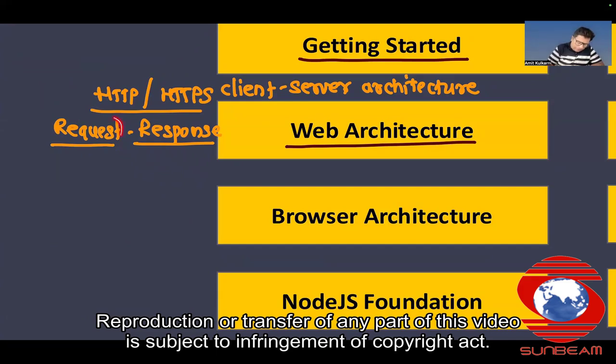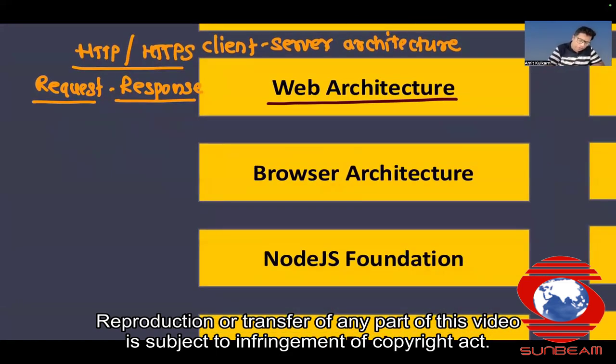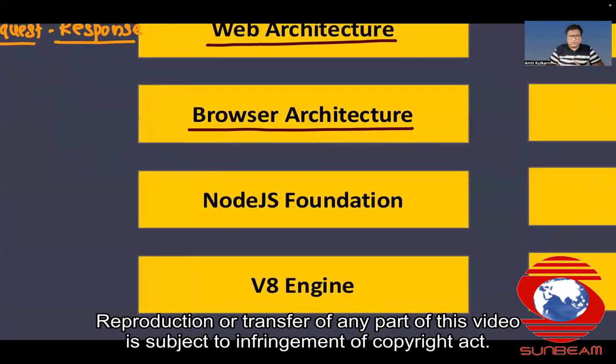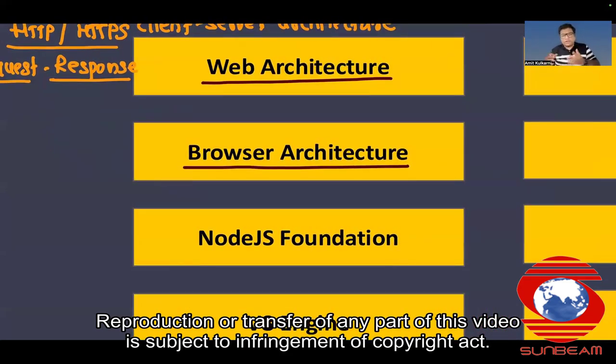Out of that, the request will be used a lot on the client side. The response will be created, or maybe you can say synthesized, on the server side. How? We'll see that slowly. Once we understand that, we'll go to the next point, something called the browser architecture. This browser architecture is going to be very helpful for us to understand how Node.js started. I mean, what do you mean by Node.js? You can find this answer from the browser's architecture.